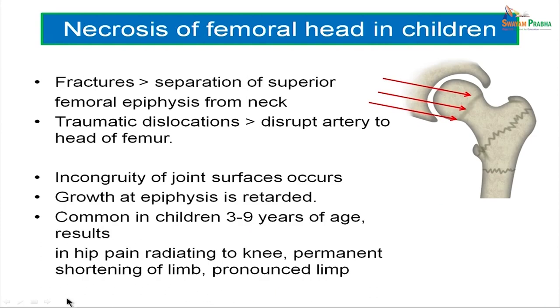Necrosis of the femoral head in children can sometimes occur, in which the superior femoral epiphysis separates out from the neck. This occurs as a result of traumatic dislocations, and what happens is there is an incongruity of the joint surfaces. The growth at the epiphysis is retarded, and this is especially common in children of the age group 3 to 9 years of age, with the resultant hip pain which is radiating to the knee, with a permanent shortening of the limb and a pronounced limp which is present.